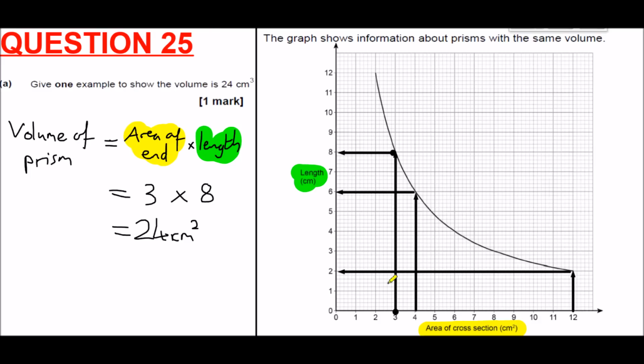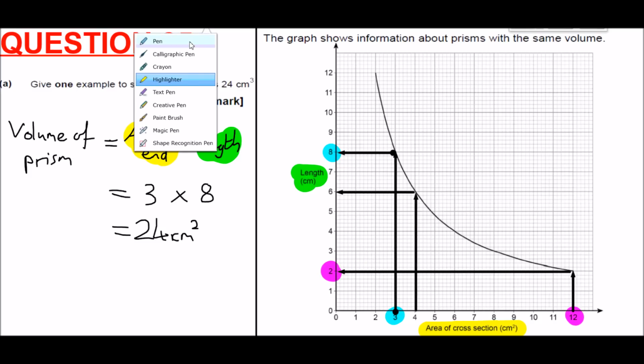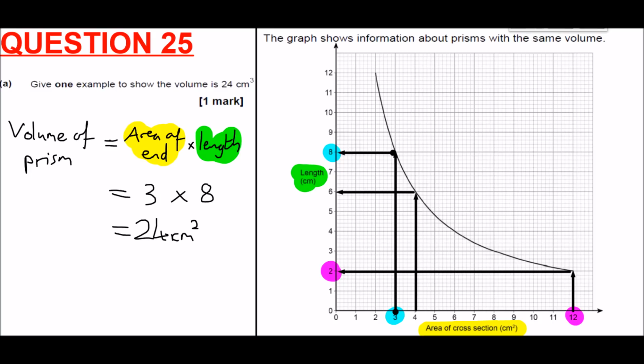So what we went for here is 3 and 8. I'm just showing you the other ones just for the case of proving that there isn't just one correct answer for this one. Could have had 12 and 2, or like I said before, could have also had 4 and 6. Just pick one. Don't need to do them all.